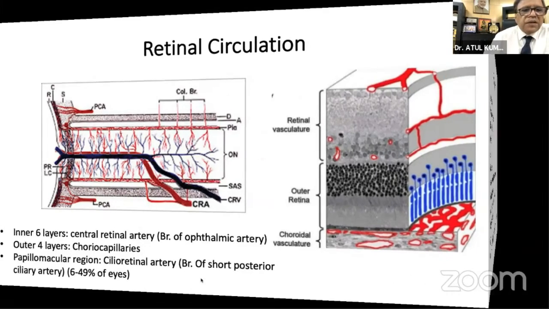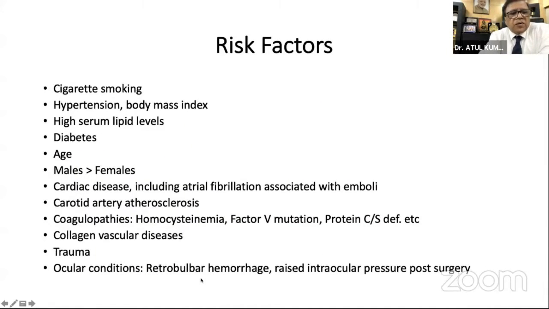Knowing this, we go to the risk factors for CRAO, which are common to many other retinal vascular diseases: cigarette smoking, high homocysteine levels, hypertension, lipid levels, diabetes, and cardiac disease, including atrial fibrillation with thrown-off emboli, myxomas, and carotid artery atherosclerosis, where the carotid vessels throw off these Hollenhorst plaques that can lead to CRAO.